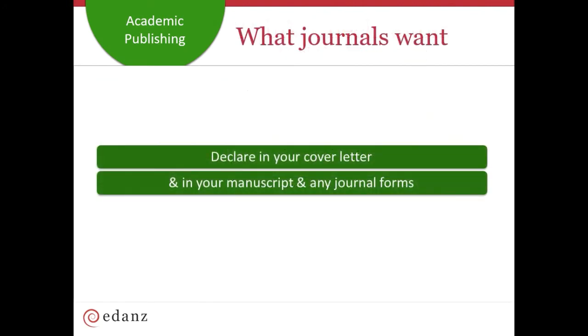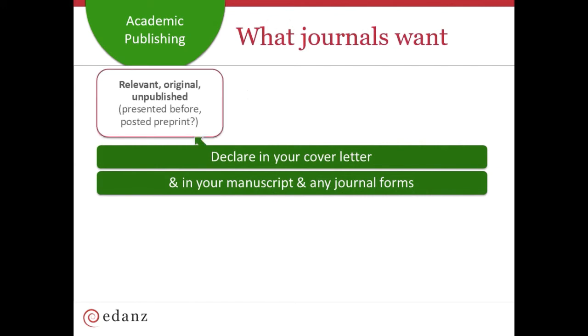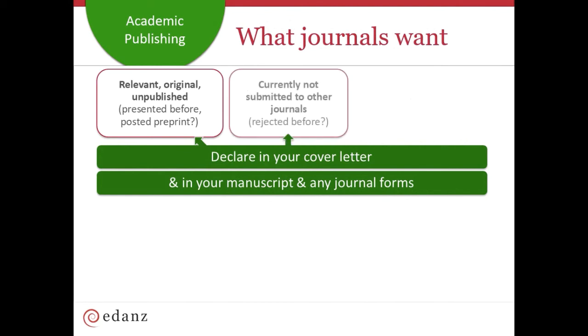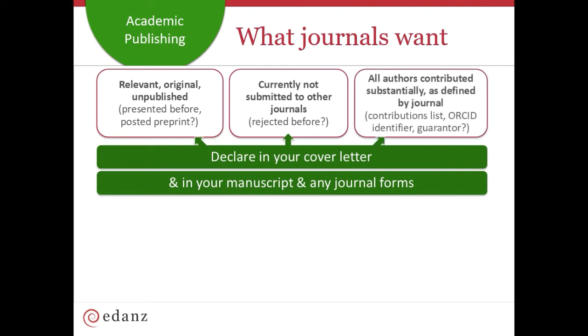Trusted journals have clear ethics policies, and they want these features from their authors. They want relevant, original, and not previously published work, manuscripts that have not been submitted to another journal at the same time, and all authors are true authors according to the journal's definition. Some journals require ORCID ID numbers and a guarantor to be nominated to take responsibility for the whole paper.